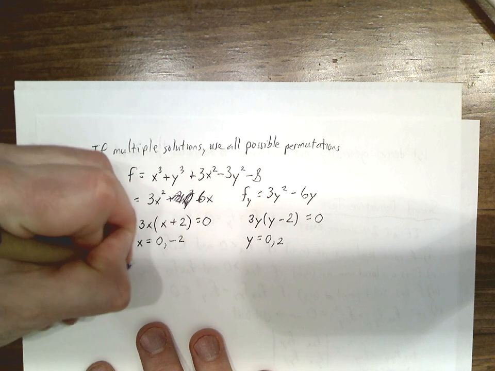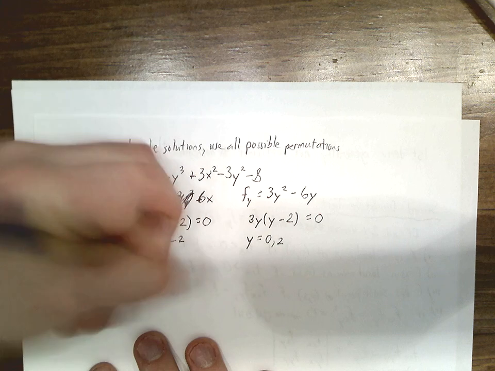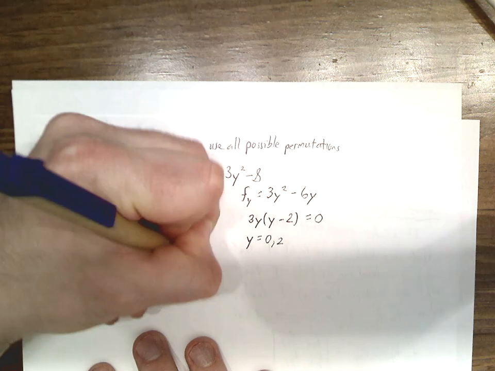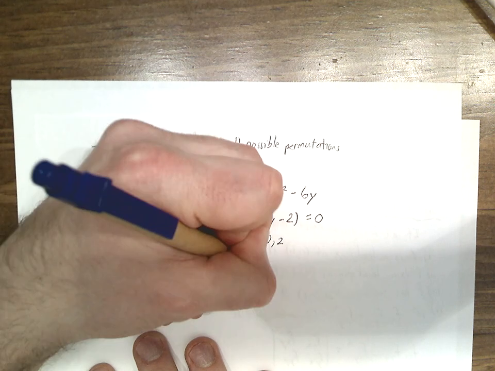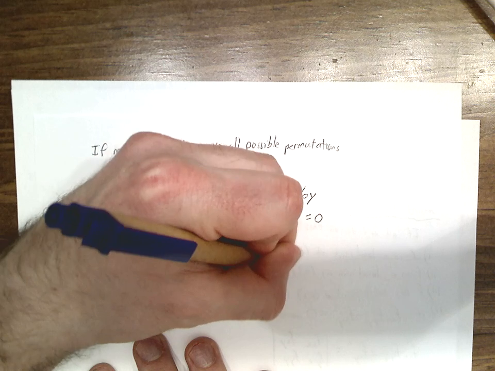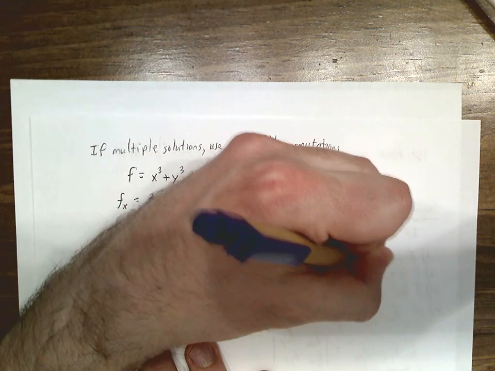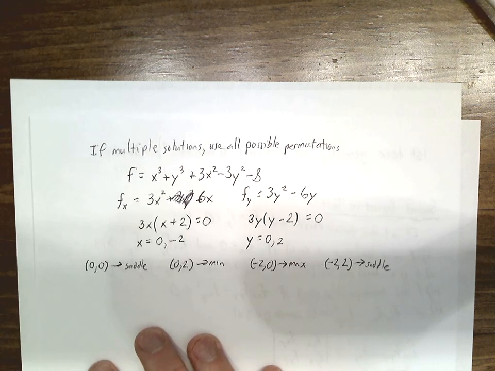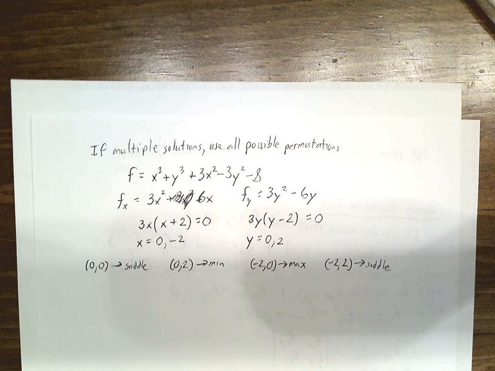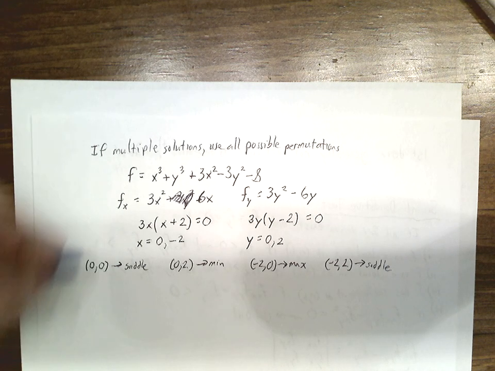The origin 0, 0 ends up being a saddle. 0, 2 ends up being a local min. Negative 2, 0 ends up being a max. And negative 2, 2 ends up being a saddle point. So you can check that on your own time.